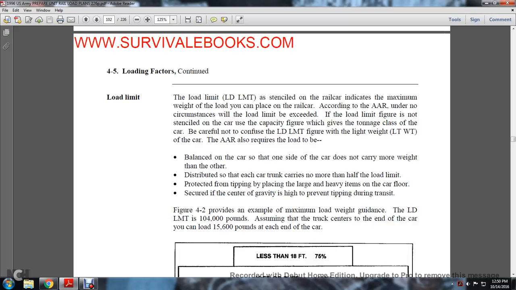The association requires the load to be balanced on the car so that one side of the car does not carry more weight than the other. Distributed so that each of the car trucks carries no more than half of the load limit, to protect against tipping of the balance. Place large heavy items on the car floor, securing the center of gravity at a low height, preventing tipping during transit.